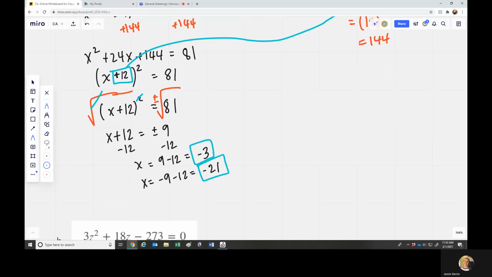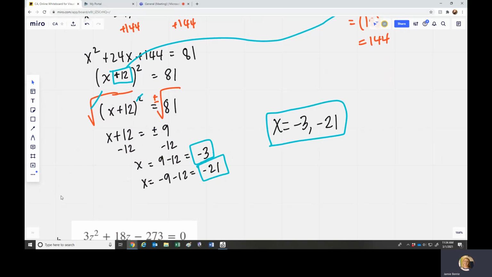There you go. So x equals... again, you could write it like this: x equals negative 3, negative 21. I think I said 3 there for a second. Sorry about that. So that, again, would be called a comma-separated list.